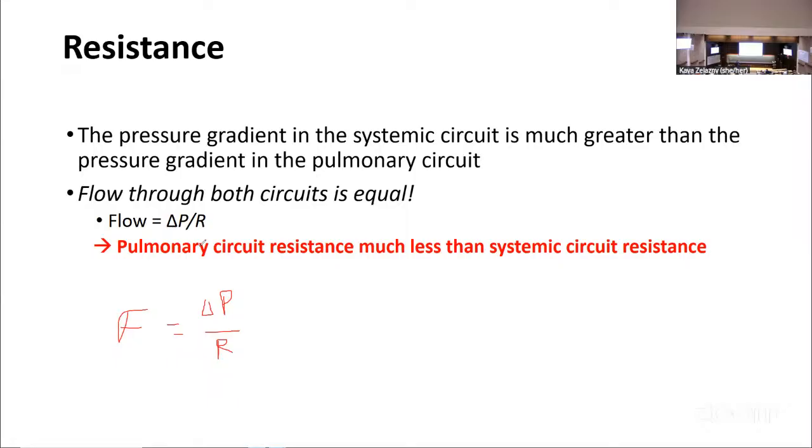But notice, we could have the same flow, even if we have a difference in pressure that's different, if we also have a resistance that's different. So if we have a higher difference in pressure and a higher resistance, dividing by a higher number, we might end up with the same number as something that has a lower pressure difference, but also has a lower resistance. And that is the case when we think about the pulmonary circuit versus our systemic circuit.